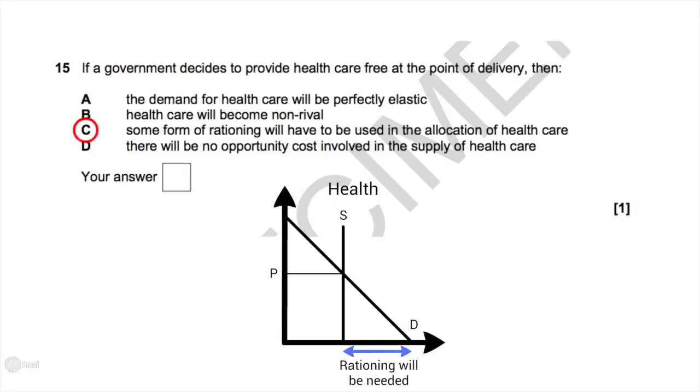Some form of rationing will have to be used in the allocation of healthcare. This is because individuals demand a greater amount when it's free compared to if market forces determined a price, which would then ration and allocate and decrease the demand for this good. So the answer to this question is C, and that ends the multiple choice section.